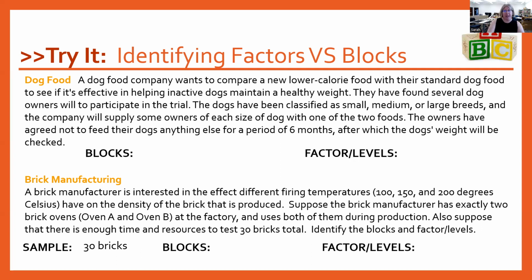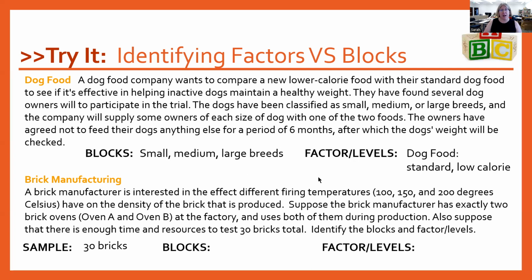So from a different perspective, you can't assign a dog to be either small, medium, or large. They are what they are. And so that innate characteristic is also an indication that this is a block. So my blocks here are small, medium, large breed, and my factors and levels are going to be the dog food is my factor, and the levels are either standard or low calorie.